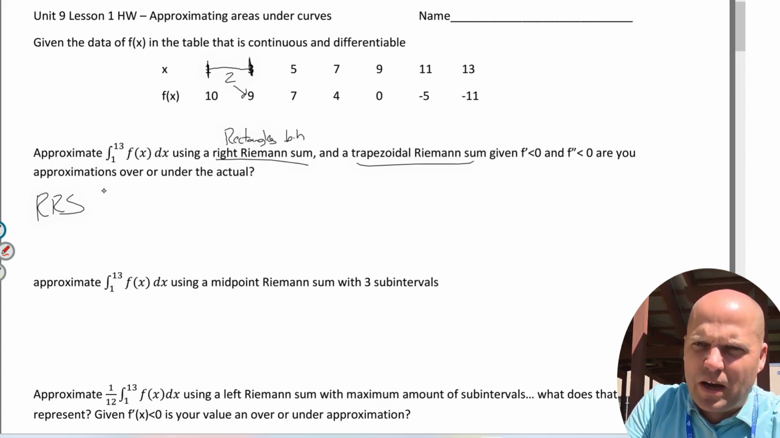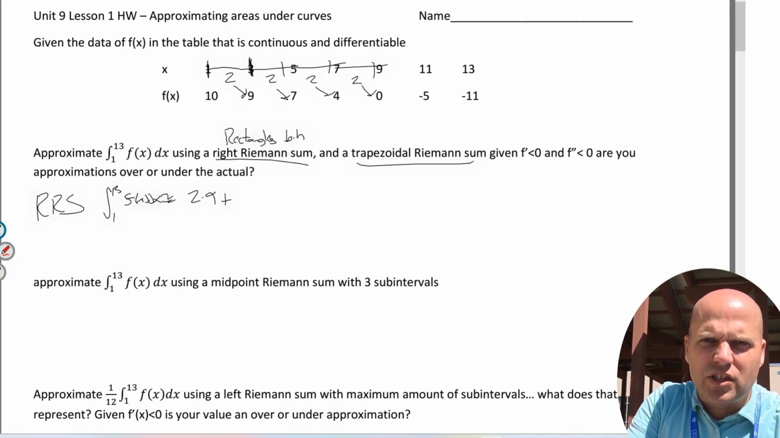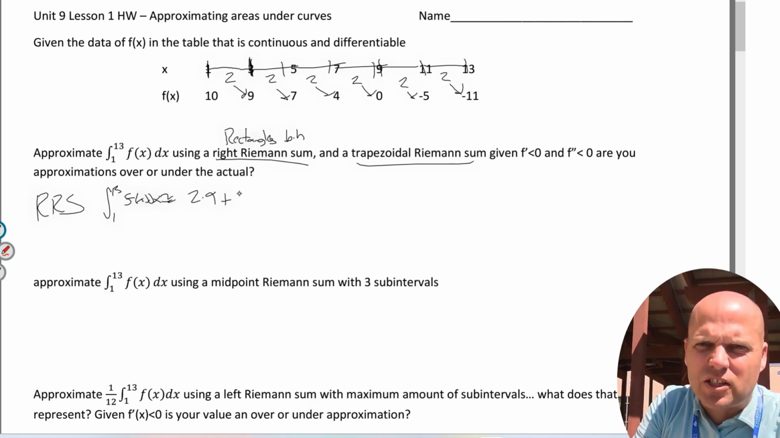Okay, so my right Riemann sum approximation for this integral from 1 to 13 is going to be a 2 by 9 plus a 2 by 7, a 2 by 4, a 2 by 0. What do you mean 0? Yeah, use 0. You're just going to follow the Riemann sum approach. The key to Riemann sums is we're all going to get the same value for our approximation.